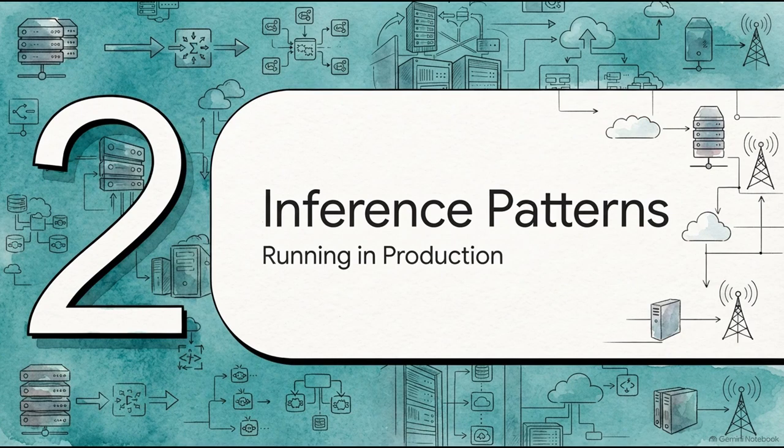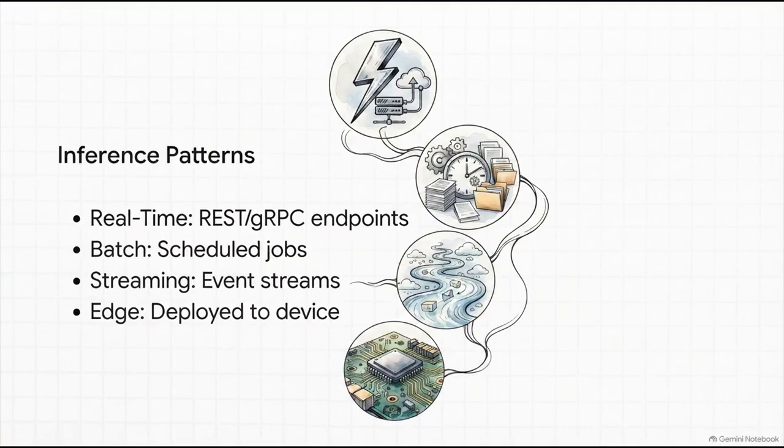Section 2, the 4 inference patterns. So we know where the assets live, but how do they actually run in the wild? In enterprise MLOps, inference usually falls into one of 4 distinct patterns. First up is real-time, using REST or gRPC endpoints. Think fraud detection, where you need a yes or no the literal second a credit card is swiped.